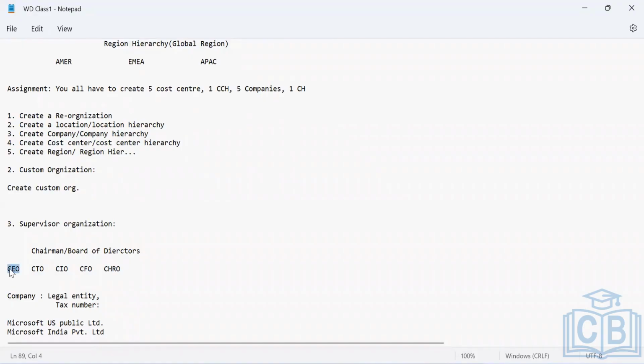Any top-level executive will handle multiple departments as per their roles and responsibilities. Now you see the word is changing. As per their roles and responsibilities, the department will also change.